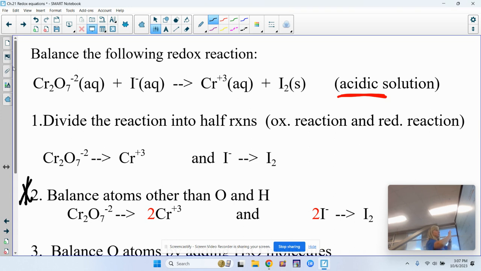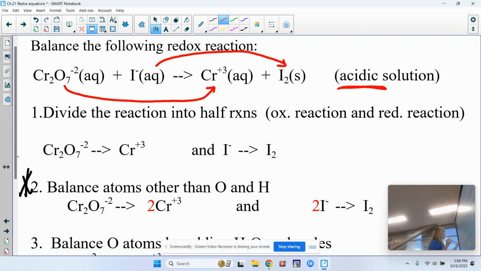So first of all, to separate the reactions, we can see that the Cr on one side has to end up as Cr on the other side. So that's one of the half reactions, the Cr2O7 2- going to Cr3+, and then the other one is the I- going to I2.